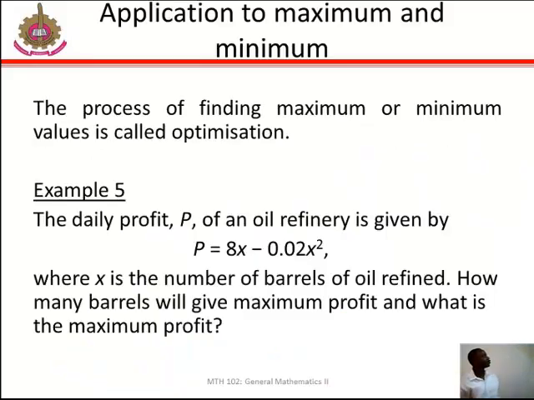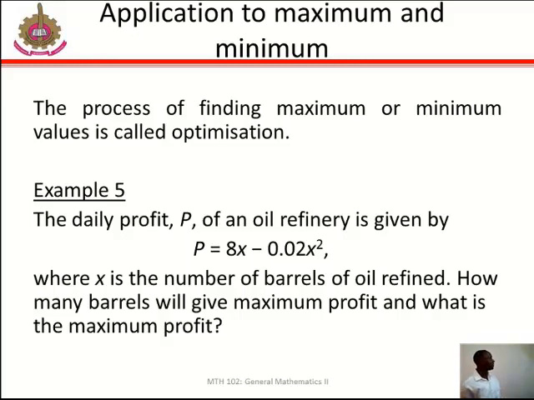Now the next one is how to apply differentiation to maximum and minimum value problems. The process of finding maximum or minimum value is called optimization. We can try to do things like maximize the profit of the company, minimize the cost, or find the least amount of material to make a particular object. These are very important in the industry. Now let's solve this example so that you can understand this better.